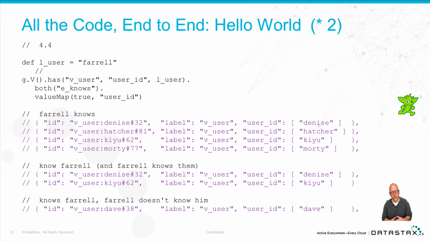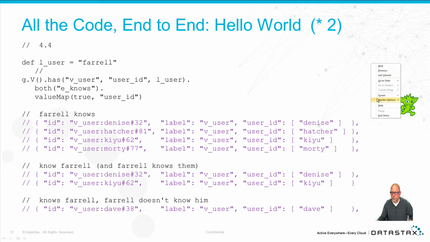So this, and even the first query we did, are kind of like the hello world of graph. So we knew that Farrell knew 4 people. We ran that in the previous query. But who does Farrell know? Who knows Farrell? And I guess who knows Farrell and Farrell knows them would also be in that list.